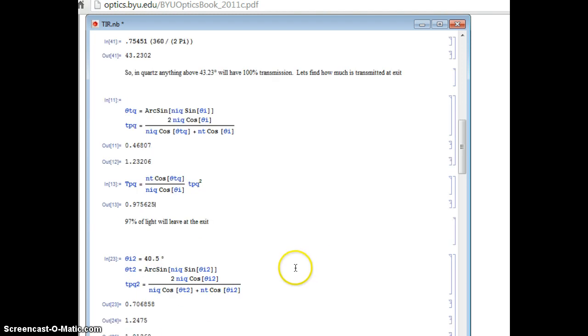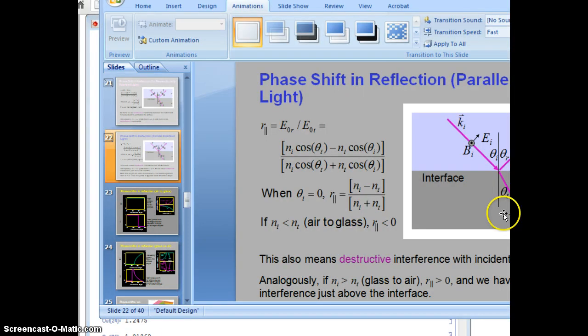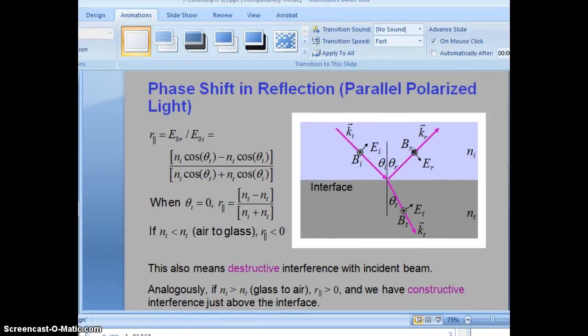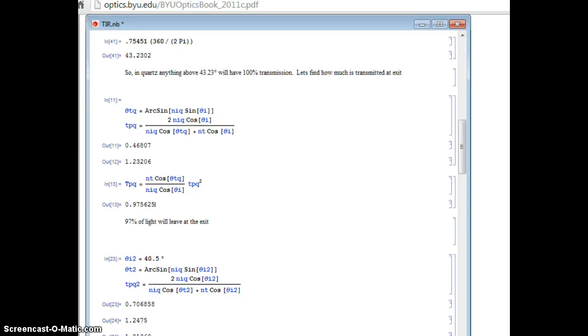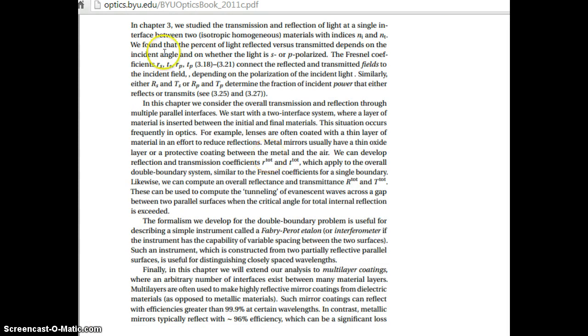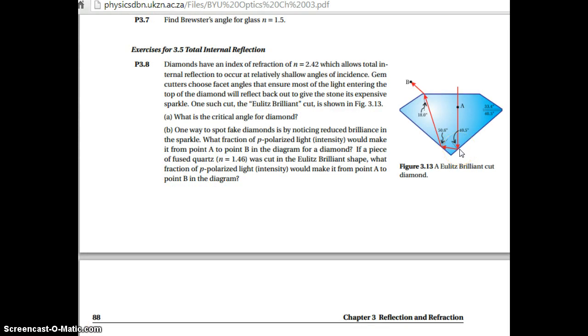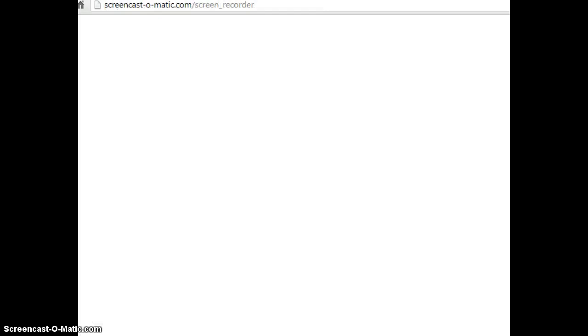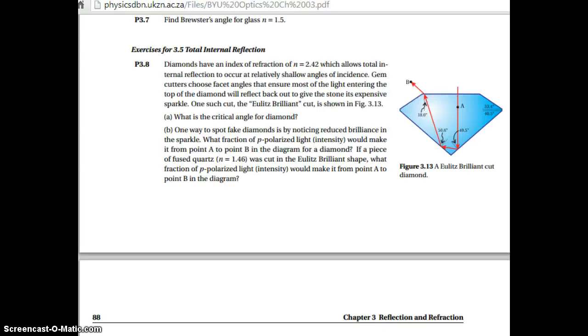lots of light there. But where we have the problem is at this 40-degree angle. We watch it reflect there, though, at that 40-degree angle. So let's see what happens. Let's go back to Mathematica. There we go. So I've put in a new angle, 40.5 degrees.